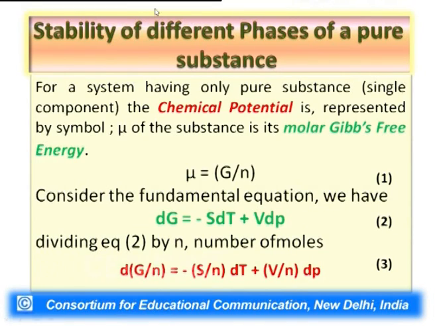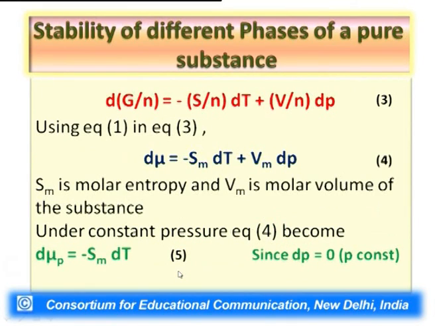system. Now, consider the fundamental equation that relates the change in Gibbs free energy, that is dG equal to minus S dT plus V dP. That is what we had developed as fundamental equation in our thermodynamics, 2nd semester physical chemistry course. Now, this equation relates the change in Gibbs free energy with respect to change in temperature and change in pressure. Now, if we divide equation 2 by n, the number of moles, then what we get is dG by n equal to minus S by n dT plus V by n dP. So, what we get ultimately is, if we make use of equation 1 which says G by n is nothing but mu, that is chemical potential.